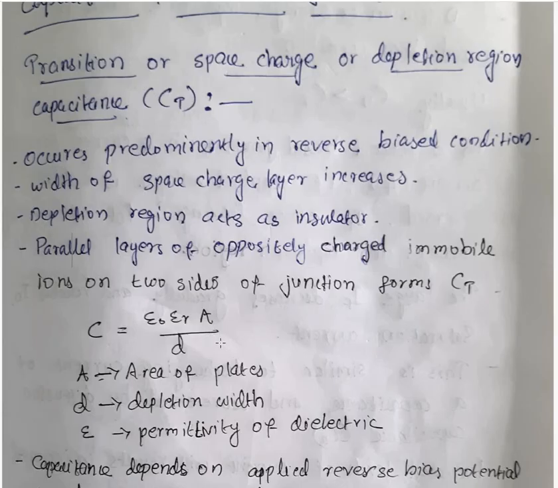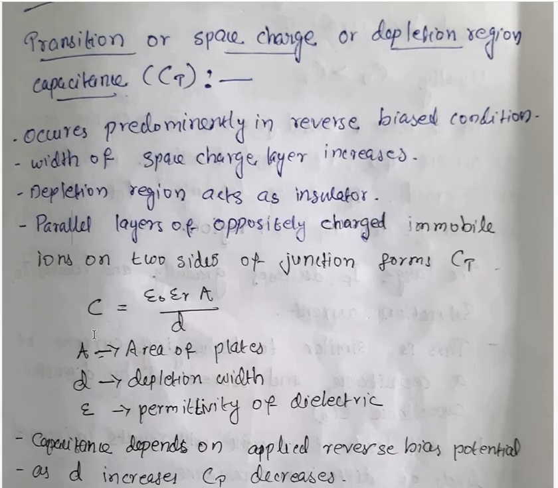Considering the P and N side as two parallel plates of the capacitor and the depletion region as the dielectric of the capacitance, C equal to epsilon naught epsilon R A by D, where D is the distance between the parallel plates, epsilon naught and epsilon R are permittivity of free space and the dielectric, and A is the area of the plate. So when the distance between the parallel plates, the depletion width, increases, the capacitance value reduces.